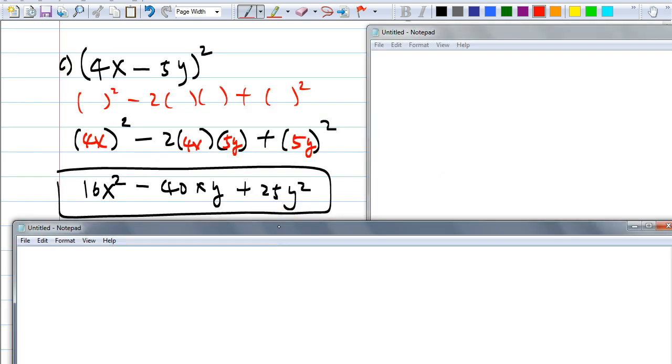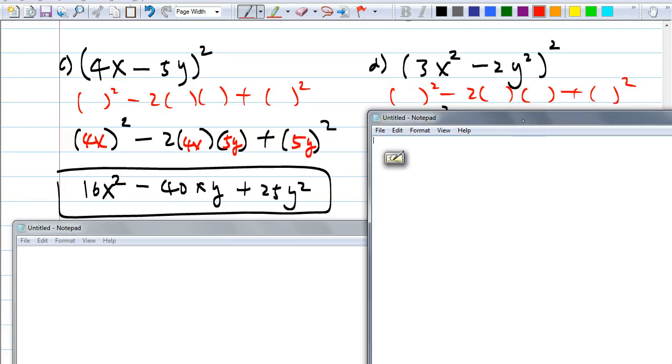Okay, how many of you got 16x squared minus 40xy plus 25y squared? Raise your hand. Is this easy? Isn't this nice? You don't have to really multiply the whole thing out. Now we're just using the shortcut. Didn't we do that before with the difference of squares, right? We knew that the shortcut for a plus b times a minus b was what? A squared minus b squared. You guys remember that shortcut? The same idea. Here, try this one.